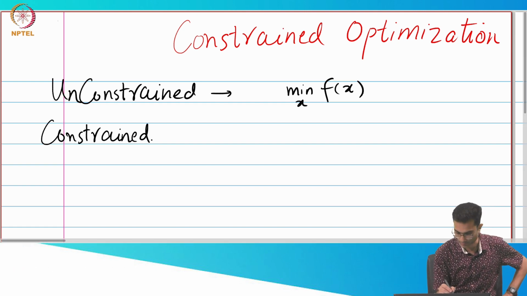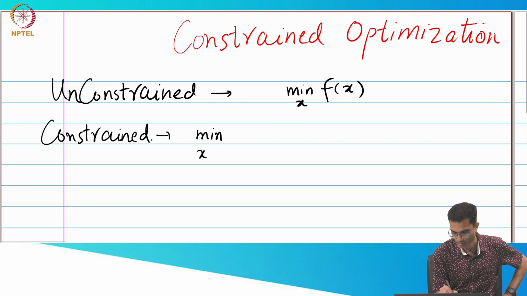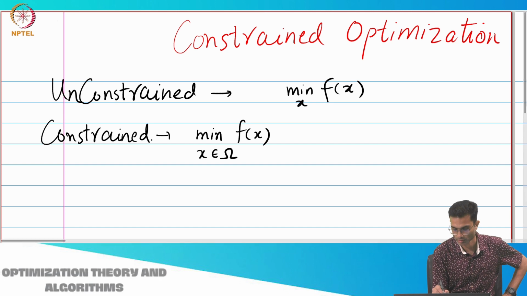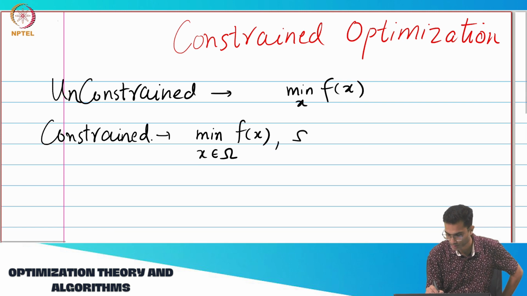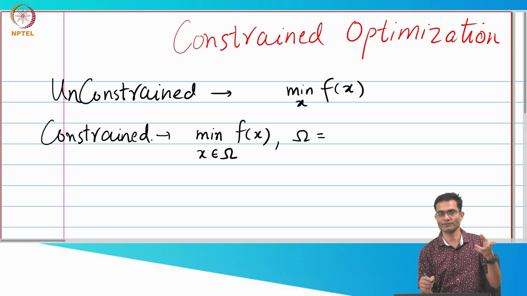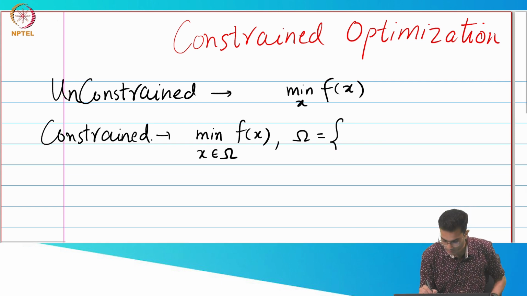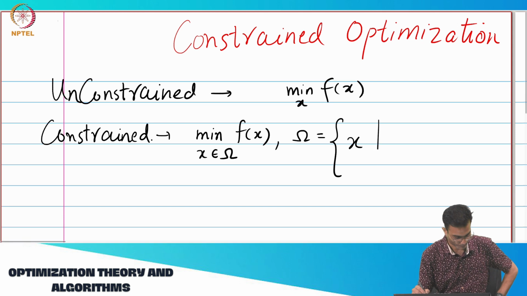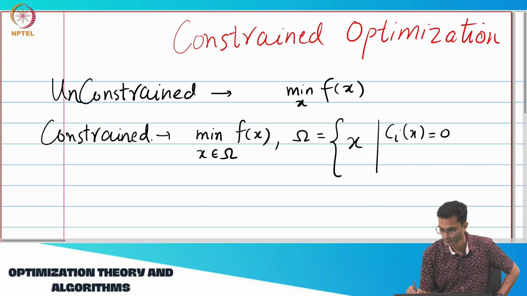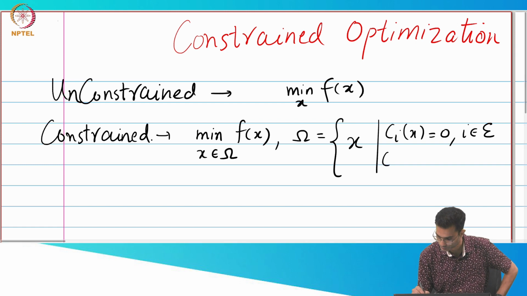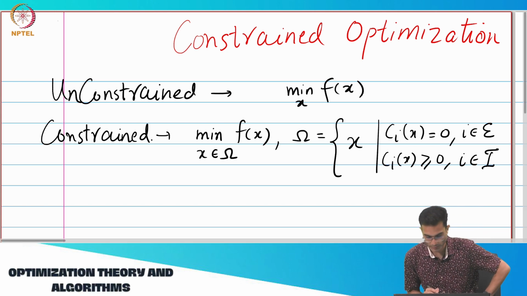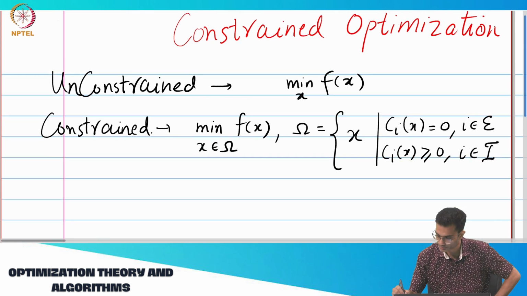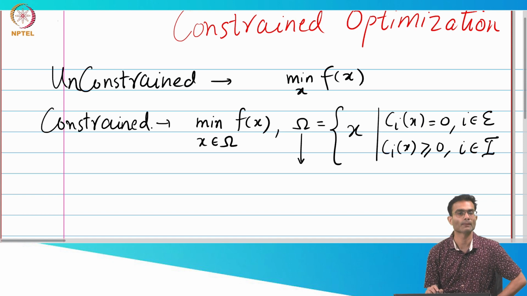how did I write it? I said X belongs to a feasible set sigma. And how did I define this capital sigma? We wrote it in terms of equalities and inequalities. So this is just the way we formulate it. What did we call sigma? Feasible set.